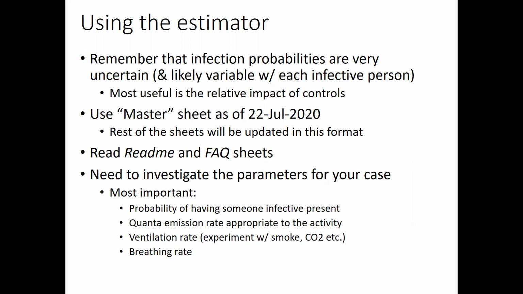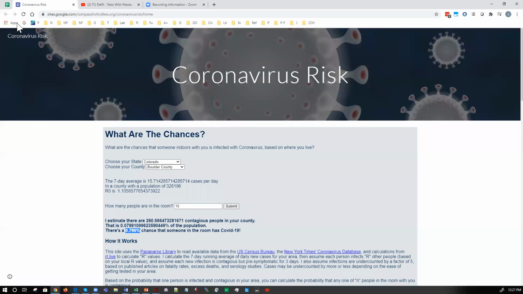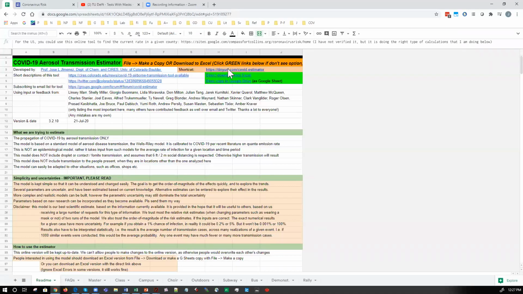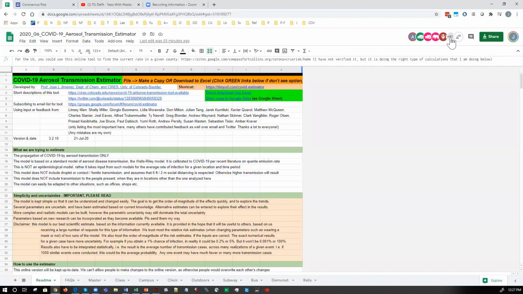So now let's have a look at the estimator itself. It's here in this Google spreadsheet, with the link I gave before. I cannot let people edit this one because we can see right now there are 96 people using it and they will all be overwriting each other. And unfortunately, there's no way around that. You have to make a copy.